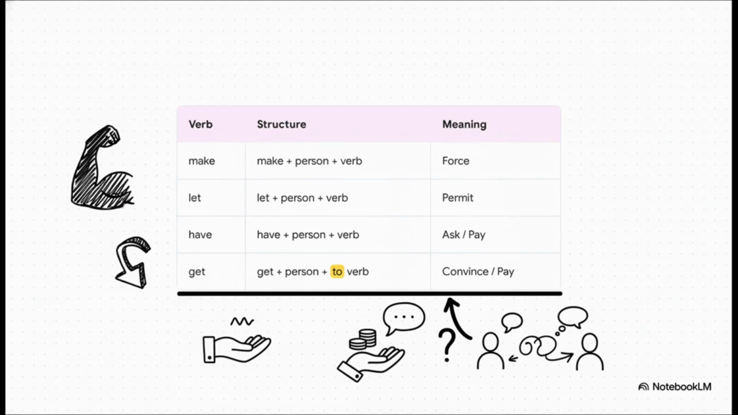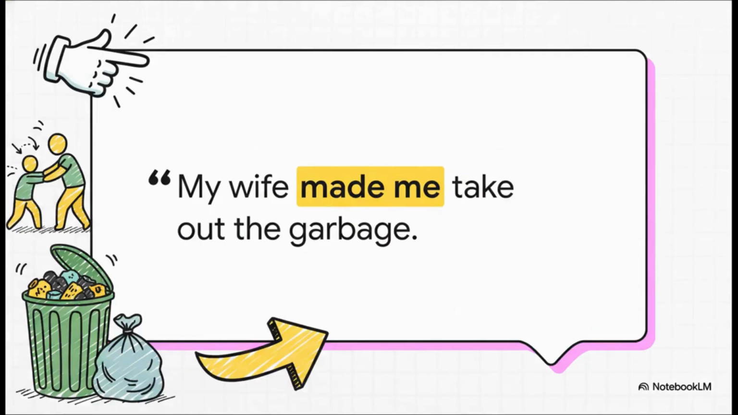And hey, pay super close attention to the structure here. See how only get uses to before that second verb? That's a classic trip up. I mean, this is a perfect example from real life, right? You can just tell the person speaking didn't volunteer for this job. They were caused to do it. The wife didn't take out the garbage herself, but she was in control of the situation. This is the whole point of a causative verb. The subject causes the action to happen, even if they don't actually do it themselves.